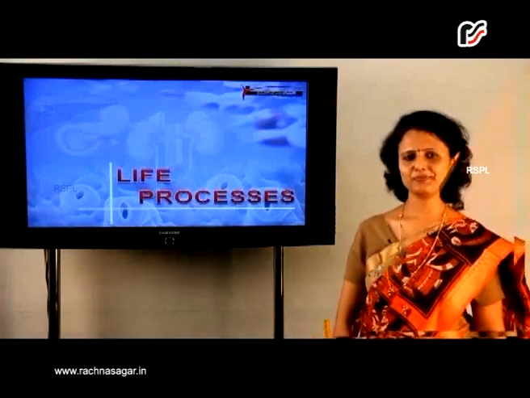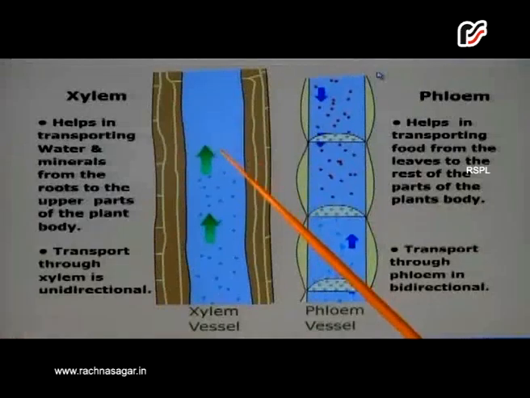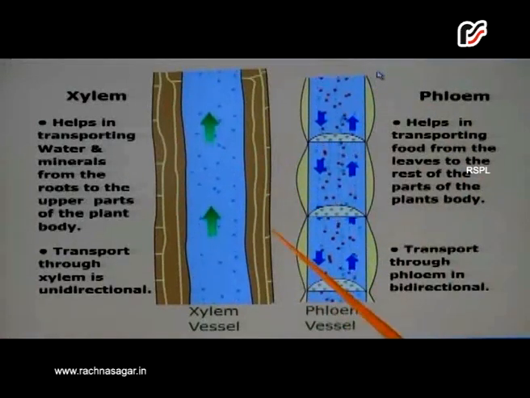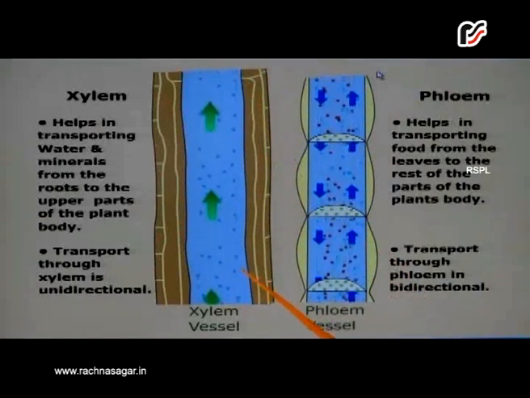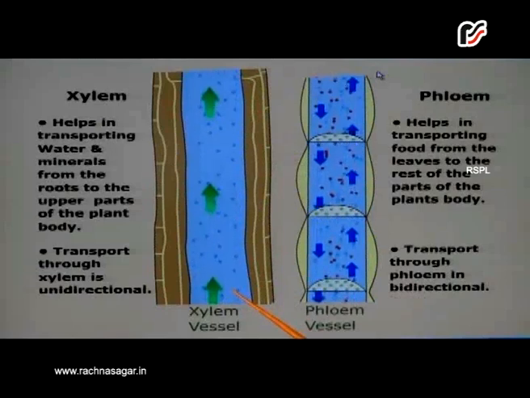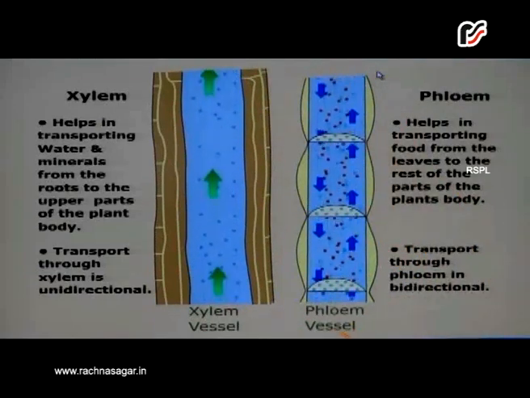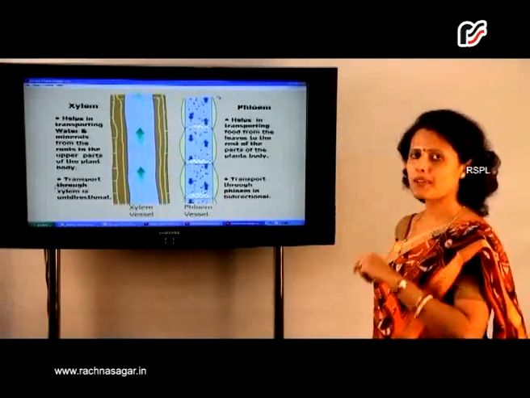Very good. Now let's study the differences between xylem and phloem tissue. First, have a look at the animation. Children, this is a xylem vessel. We find it helps in transporting water and minerals upwards. Whereas here you find a diagram of the phloem vessel. Here you can see arrows moving both up and down.